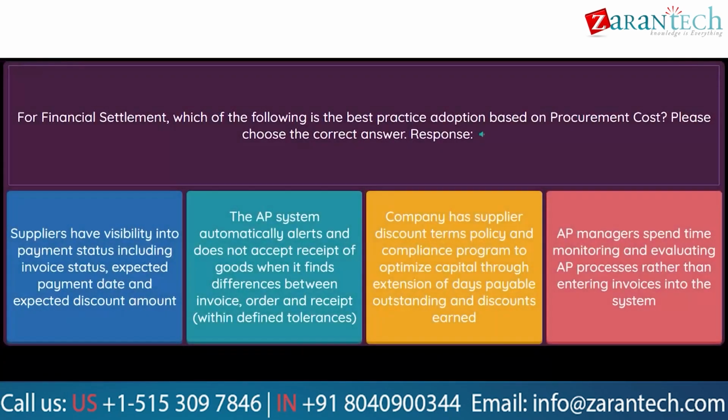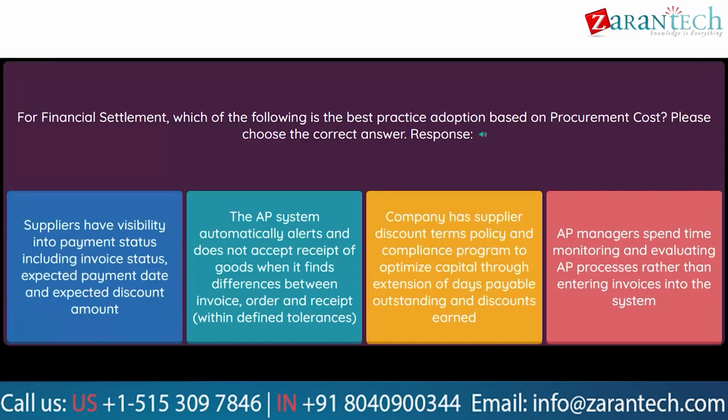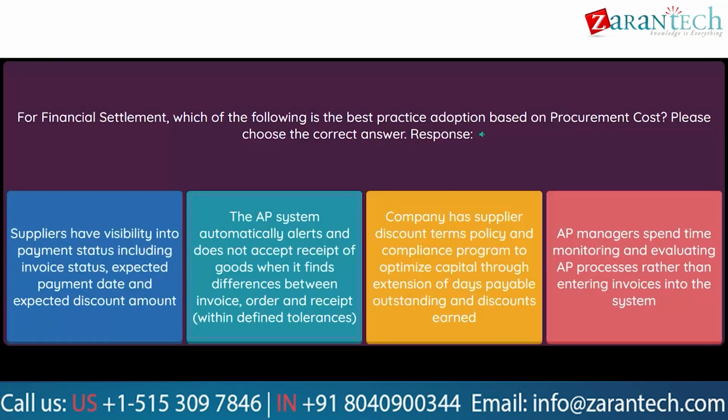Question: for financial settlement, which of the following is the best practice adoption based on procurement cost? Please choose the correct answer. Response. Option 1 Suppliers have visibility into payment status including invoice status, expected payment date and expected discount amount. Option 2 The AP system automatically alerts and does not accept receipt of goods when it finds differences between invoice, order, and receipt, within defined tolerances.